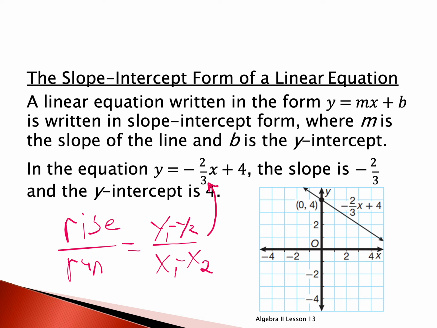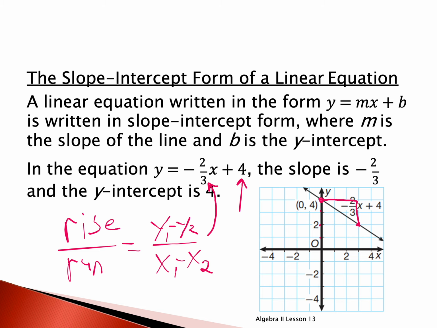So in this example, we see negative 2/3 is our slope. What that tells us is that for every 3 units to the right we go on the line, we will go 2 units down in order to return to the line. The b value, 4, tells us where our intercept is. That means if we count 4 units up on the y-axis, we have a point that crosses the y-axis.